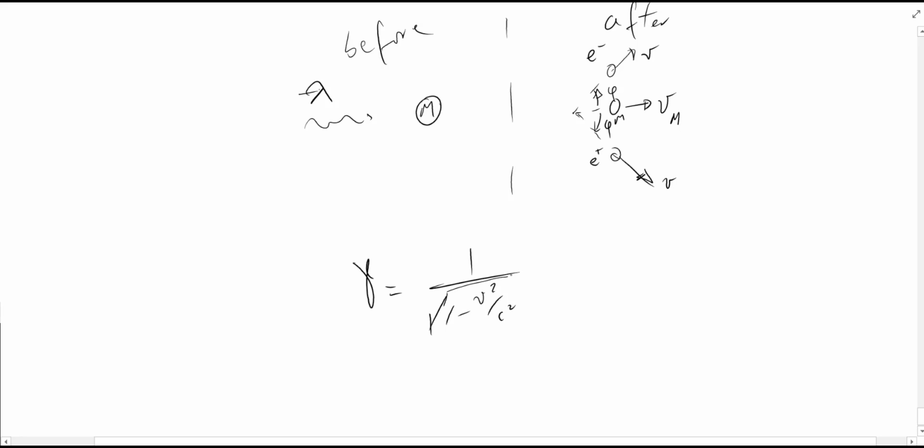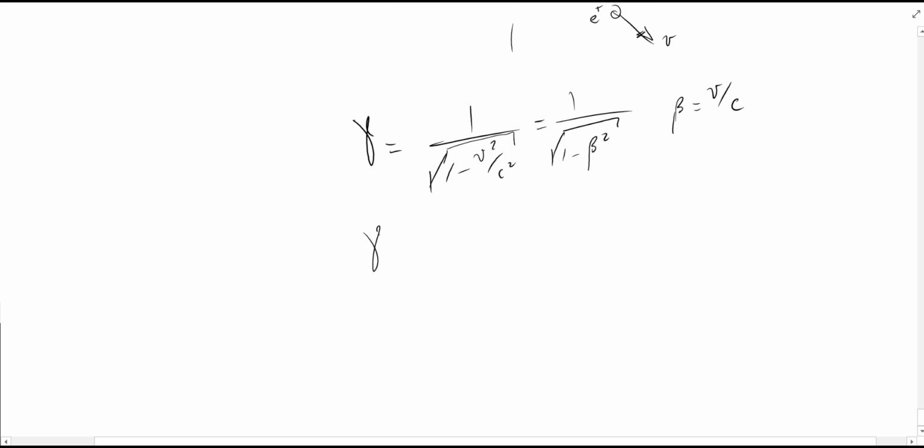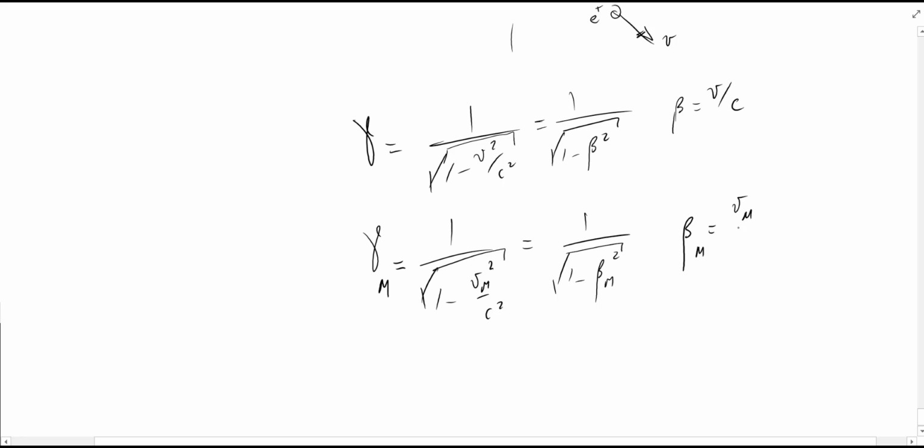As a matter of fact, I'm going to write it in terms of beta: 1 over the square root of 1 minus beta squared, where beta in my notation is simply v over c. And then for the particle M, they tell you to use the symbol gamma M, just to distinguish it from that of the electrons, which is 1 over the square root of 1 minus beta M squared, where my beta M by definition is vM over the speed of light. So that's the notation I'm going to be using.